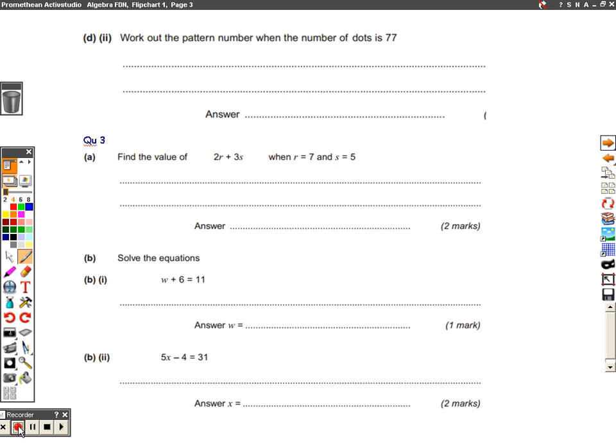Okay, part D, part 2. Work out the pattern if the number of dots is 77. So you know it was 4 times your pattern minus 3. You're working backwards, so you've got to do the opposite of minus 3, which is plus 3. That gives you 80. 80 is equal to 4p. Bring your 4 across, becomes divide, p has got to be equal to 20.